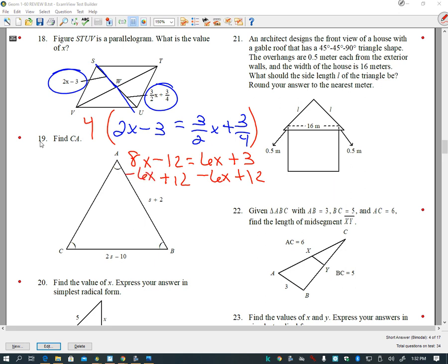Caden, finish it off. 2x equals what? 15. Divide by 2. x equals 7.5. And I don't know if they leave that as a fraction or a mixed number or take the decimal form of that. You get 7 1/2, or what's the other? 15 halves.